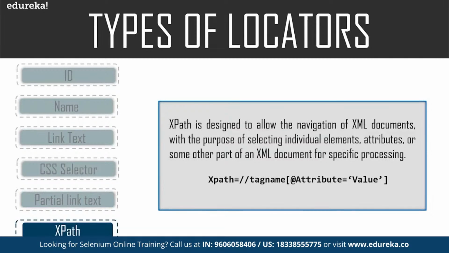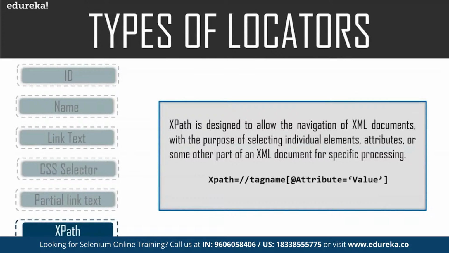XPath is a standard navigation tool for XML, and an HTML document is also an XML document, that is XHTML. This XPath is used everywhere where there is XML. It is designed to allow the navigation of XML documents with the purpose of selecting the individual elements, attributes, or some other part of an XML document.